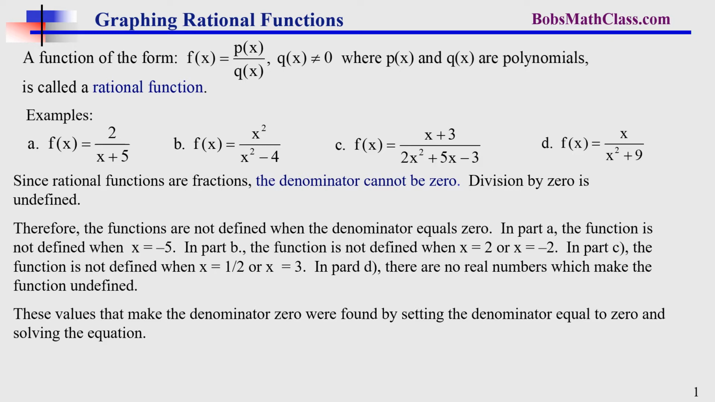Okay, so that's our process, and we'll get into that in a little more detail. These values that make the denominator 0 were found by setting the denominator equal to 0 and solving the equation. Except in part D, there is no answer to that one, so that's why there's none. You try to solve it. x squared plus 9 equals 0. You could subtract 9 on both sides, so you get x squared equals -9. And then if you try using the square root property, you'll get a negative underneath the radical. Therefore, no solution.